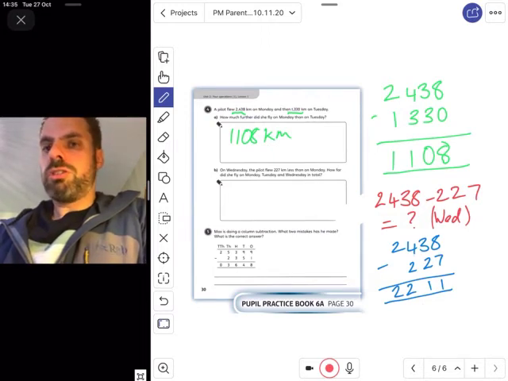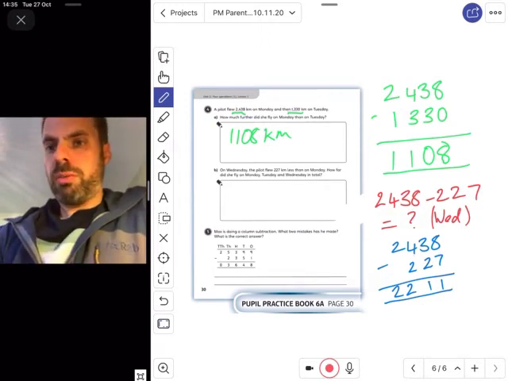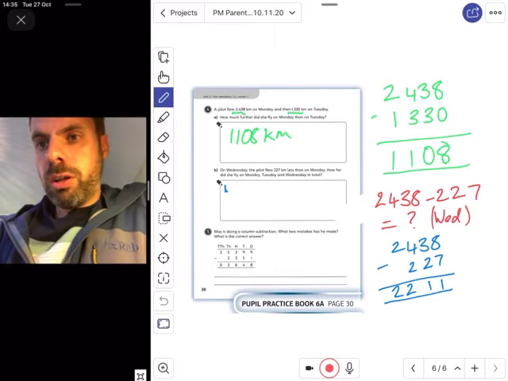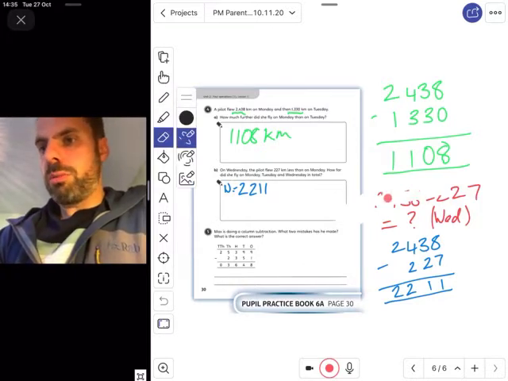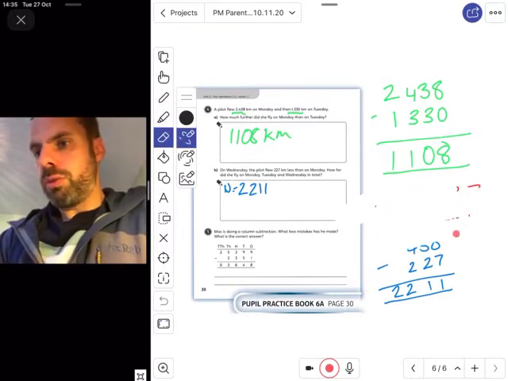So I'm just going to make myself a bit more space here. In fact, what I'm going to do is I'm going to say Wednesday equals 2,211. Okay, so just for now, I'm going to get rid of some of this stuff up here, so I've got more room to work.